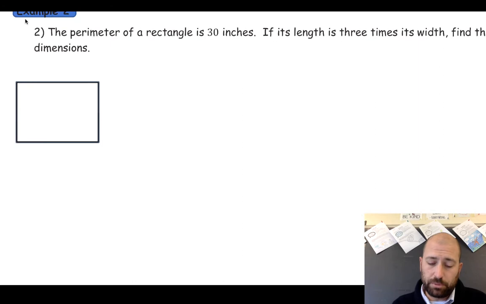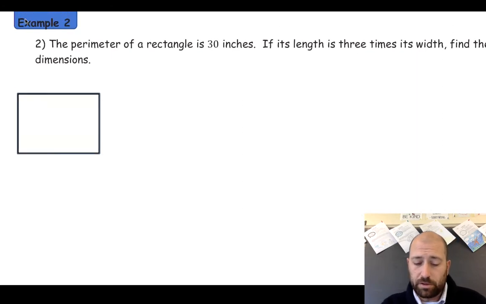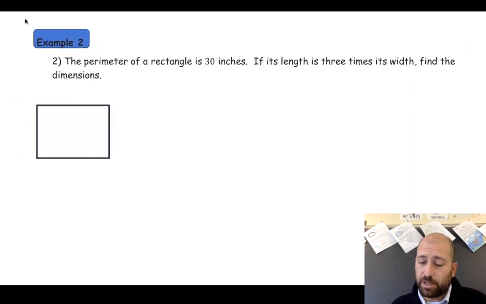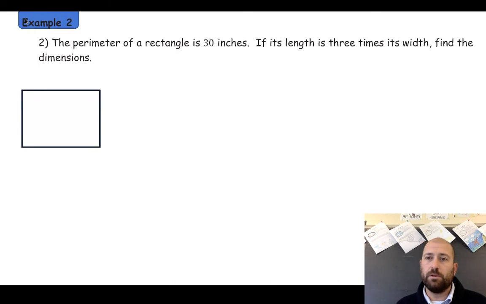So here it is. Perimeter of a rectangle is 30 inches. If its length is 3 times its width, find the dimensions. All right. So the two things we don't know are length and width.